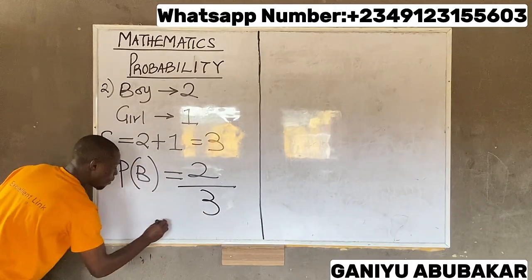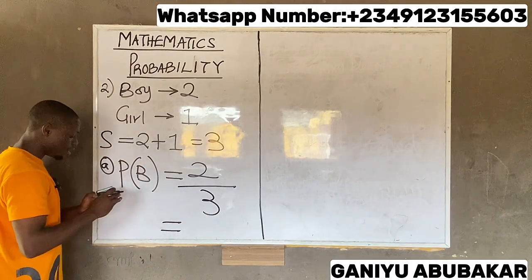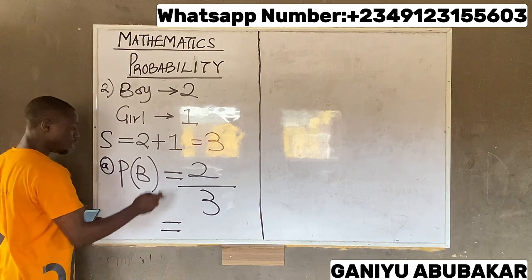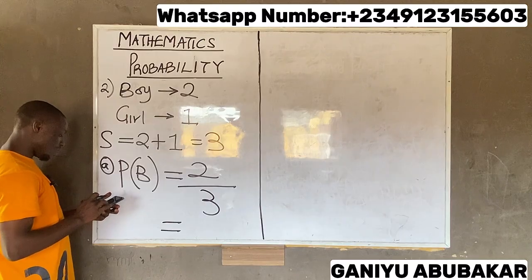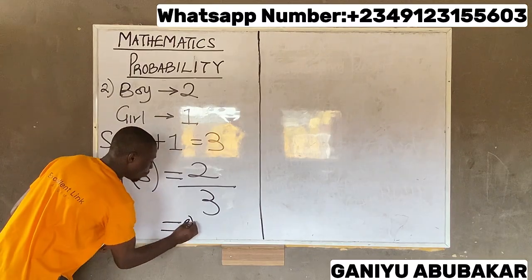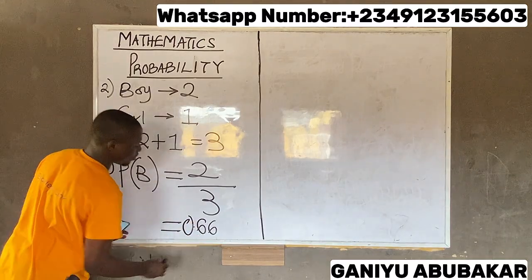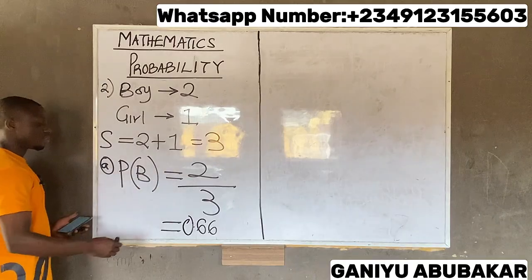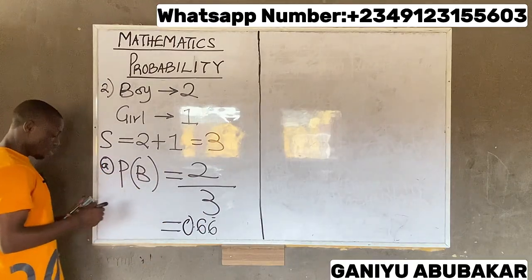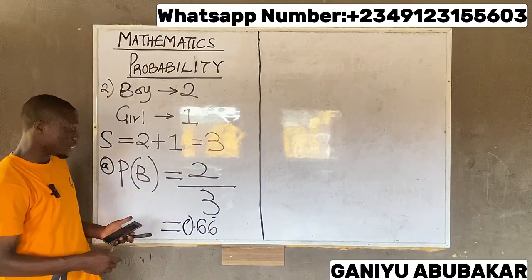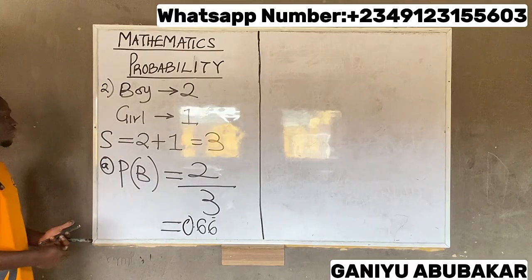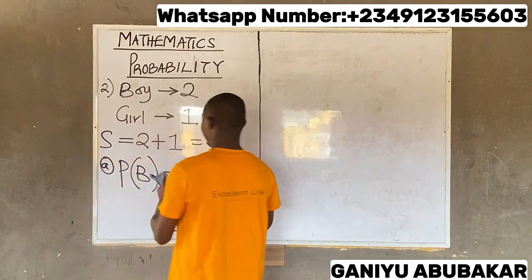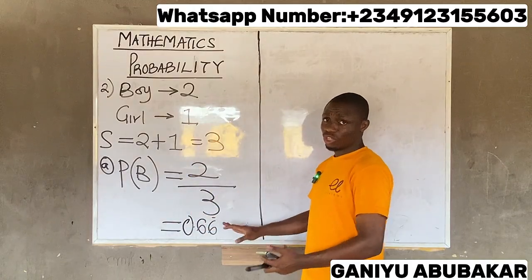In other words, the probability of sponsoring a boy in that family will be equal to 2 over 3. Using the calculator, 2 over 3 gives you 0.66666, and it continues. It's more like saying a 66% chance of sponsoring a boy. That's for a boy. This is what we have to find. That's all that is basically done.